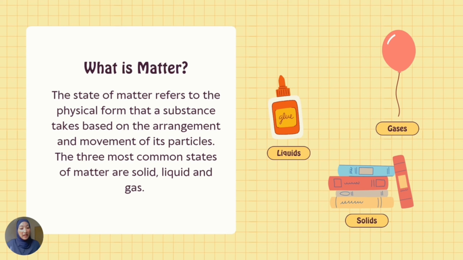What is matter? The state of matter refers to the physical form that a substance takes based on the arrangement and movement of its particles. The three common states of matter are solid, liquid, and gas. According to kinetic molecular theory, all particles are in constant motion. When we apply heat, they move faster and spread apart, causing phase transitions.